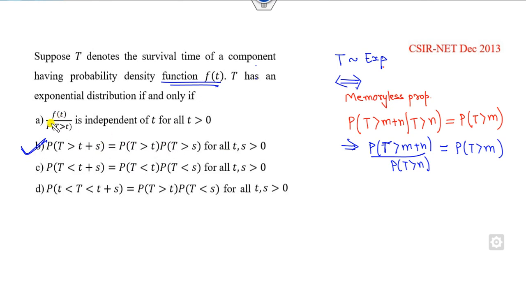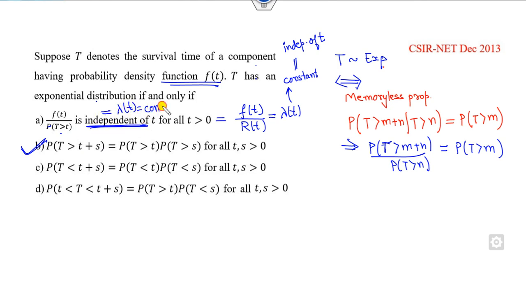So second is so. What is the first result? The first result is f of t. What is the definition of the numerator side? This is the reliability. So what is the definition of this? This is my failure rate, and it is exponential. When will it be exponential? When it is my constant. What is the meaning of the constant? That means this is independent of t, and if it is independent of t, that means lambda of t is my constant, and the only distribution where lambda of t is constant is called the exponential distribution.